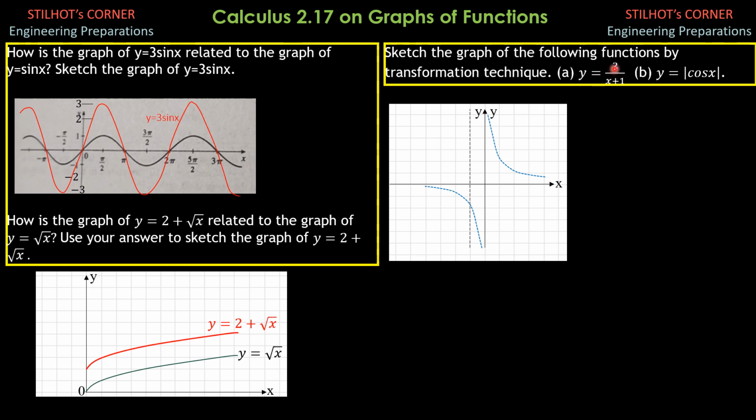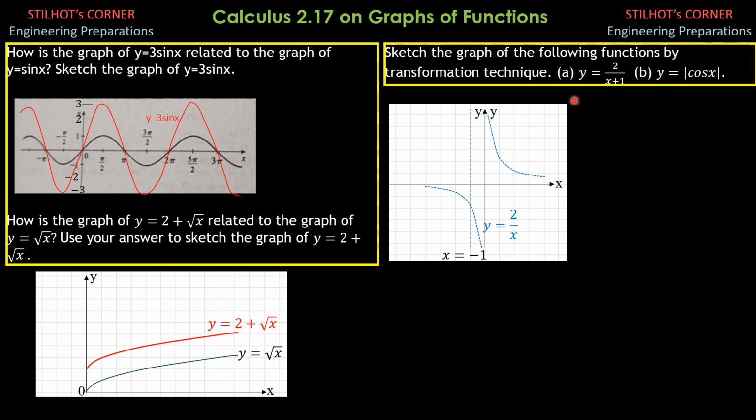For y equals 2 over x plus 1, all you have to do is shift the graph 1 unit to the left, or shift the y-axis 1 unit to the left. So the graph would be, the asymptote would be this x equals negative 1. That's y equals 2 over x. This is the vertical asymptote, x equals -1.